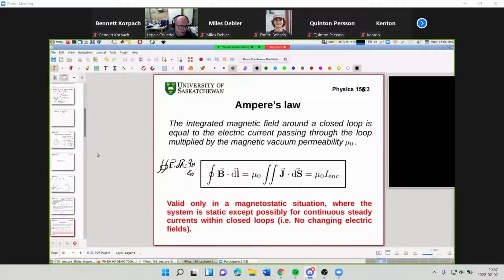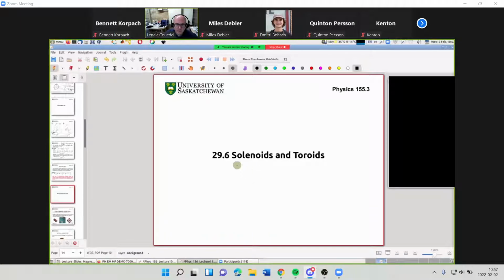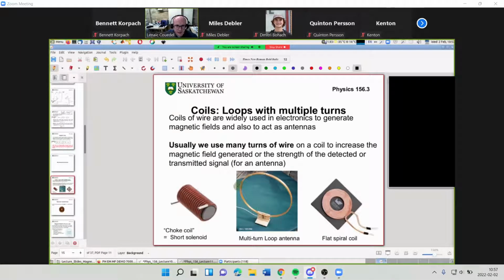No? So I will show you how powerful it actually is by studying 2 very important configurations, solenoids and toroids. If you're interested in electrical engineering or engineering physics, coils or solenoids are stuff you will encounter all the time. Coils of wire are widely used in electronics to generate magnetic field and also act as antennas. Most electrical circuits somehow contain some coils. Usually we use many turns of wire in a coil to increase the magnetic field generated or the strength of the detected transmitted signal for antennas.